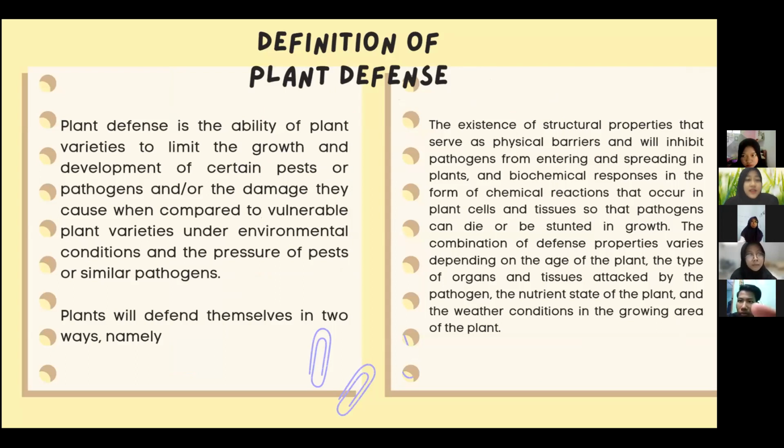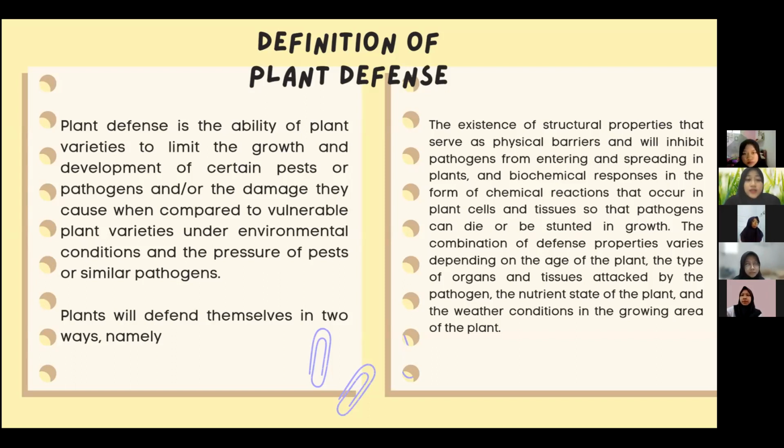Definition of plant defense. Plant defense is the ability of plant varieties to limit the growth and development of certain pests or pathogens and/or the damage they cause when compared to vulnerable plant varieties under environmental conditions and the pressure of pests or similar pathogens.